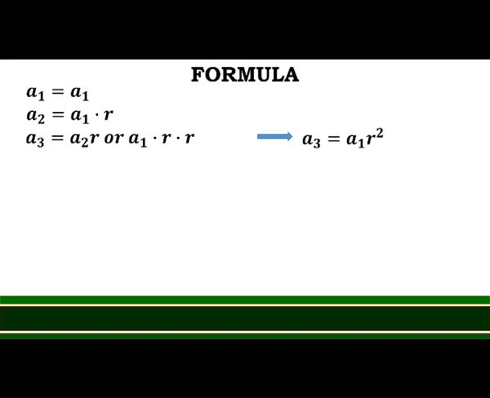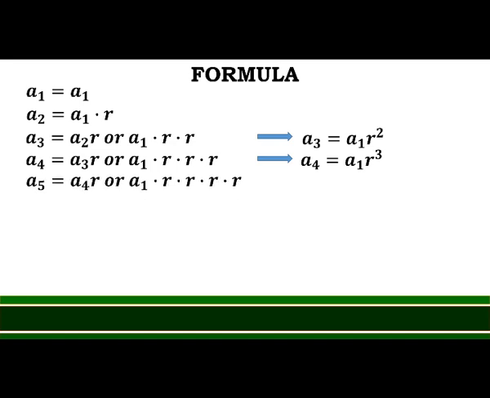So dito magsisimula yung pattern. So kapag a sub 4, pwede nating sabihin a sub 4 is equal to a sub 1 times r cubed. Kapag a sub 5, pwede nating sabihin a sub 5 is equal to a sub 1 times r raised to 4. Kung mapapansin natin, if we are looking for the a sub 3, the exponent ng ating common ratio is 2, para tayo nagbabawas lang ng isa. Okay, kapag raised to 4, hinahanap natin yung 5th term.